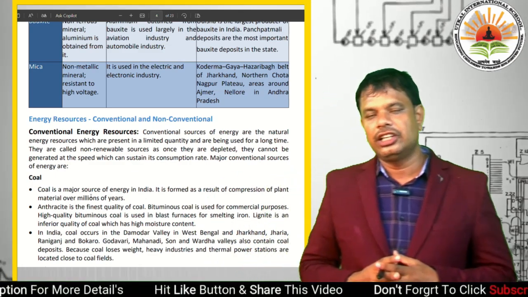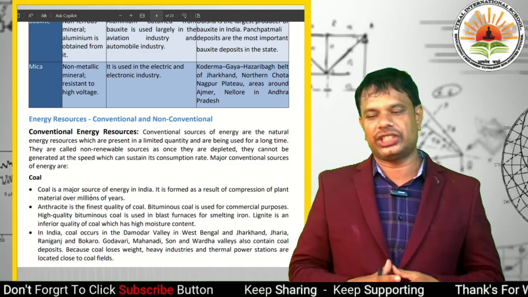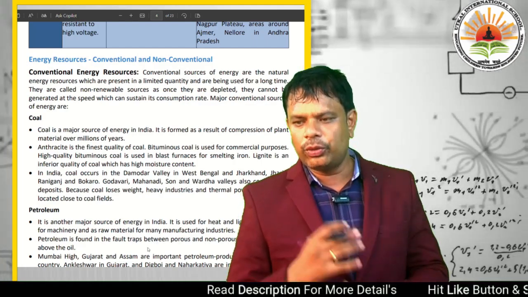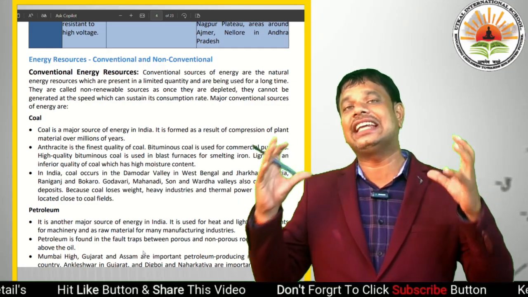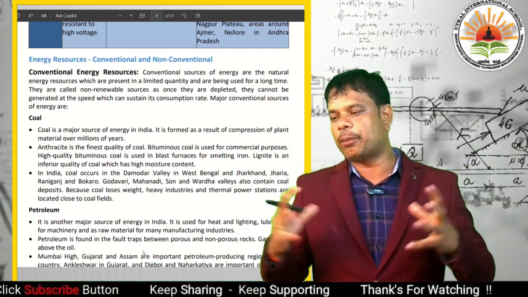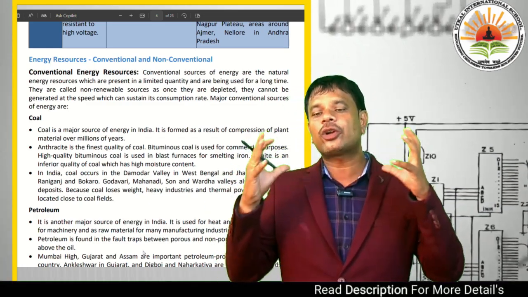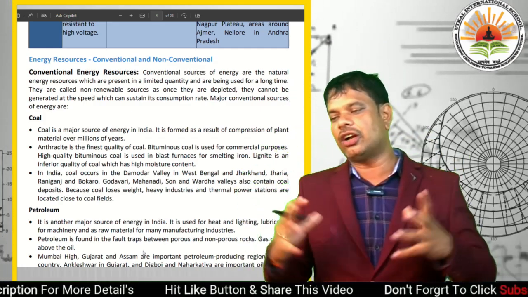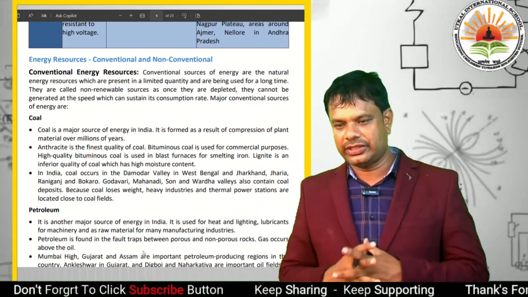Dear students, coal is the main example of conventional energy resources. Coal is a major source of energy in India, and it is formed as a result of compression of plant material over millions of years.